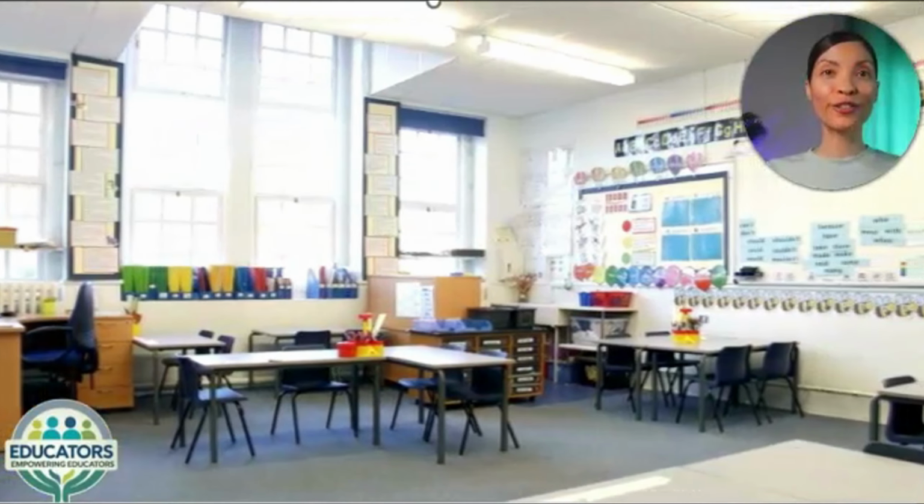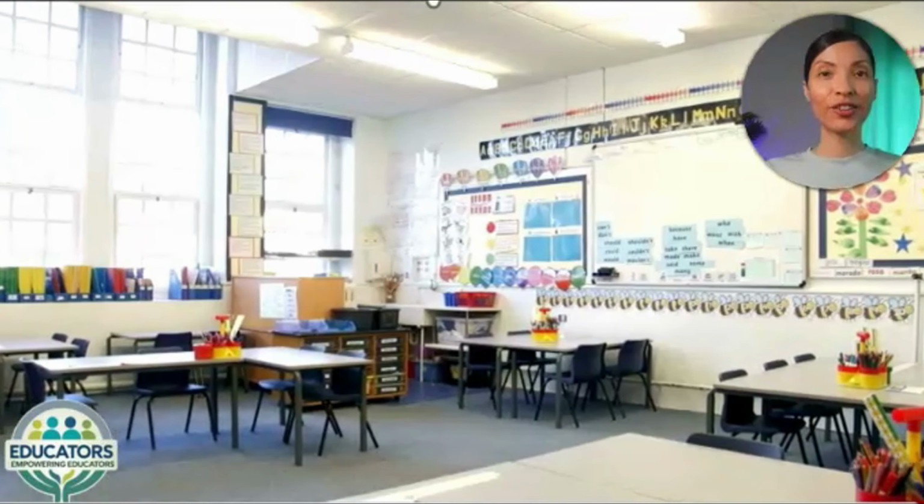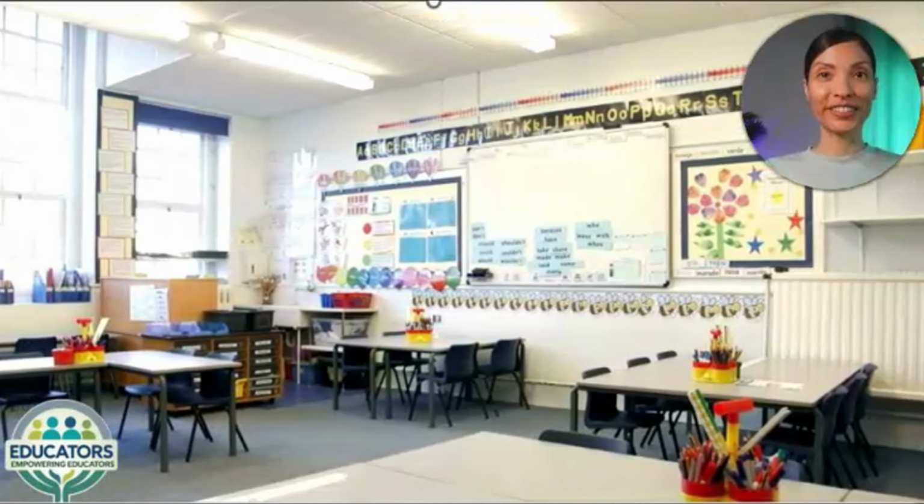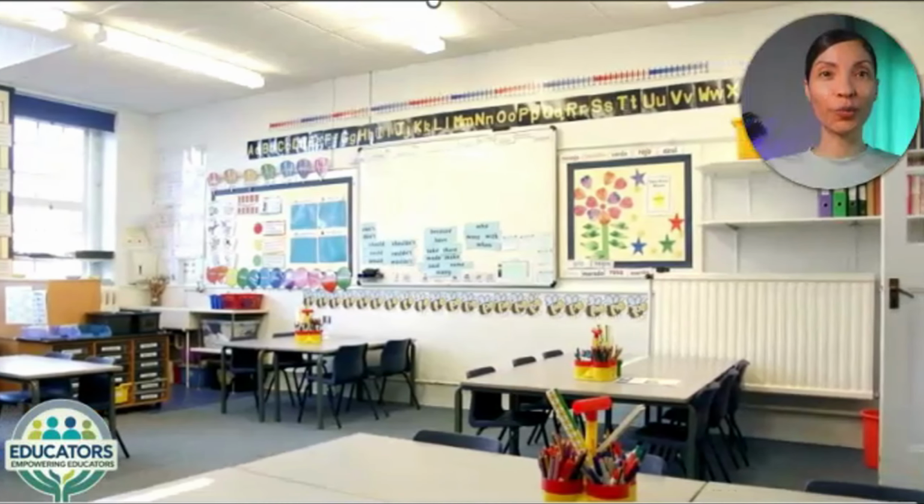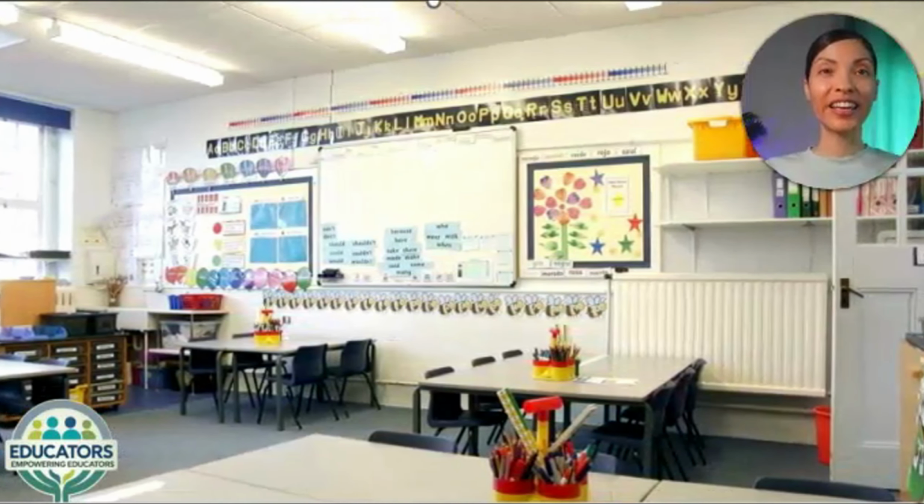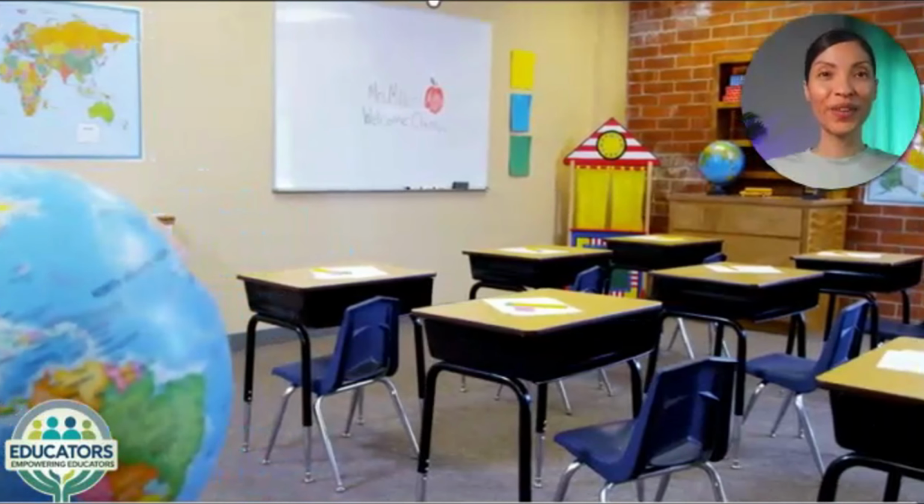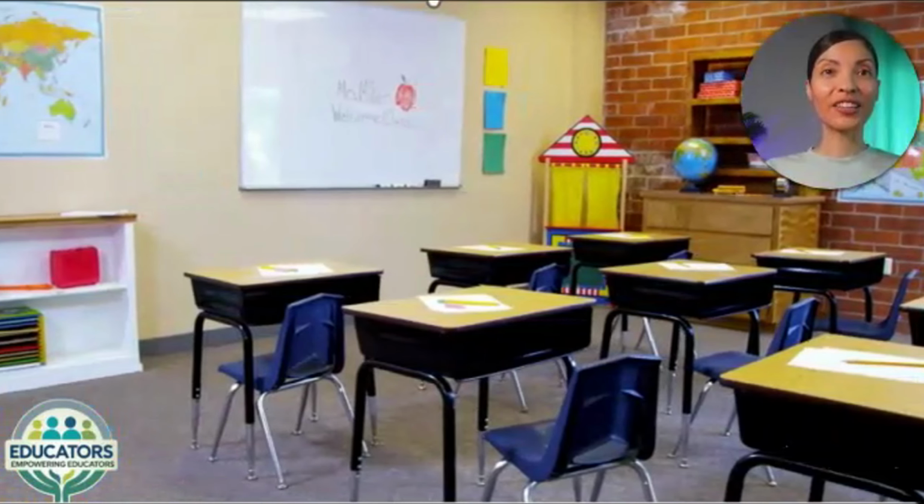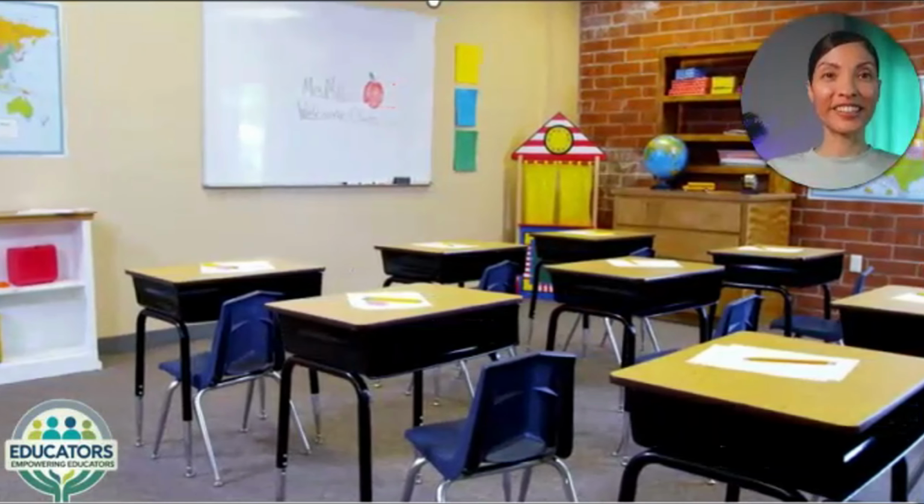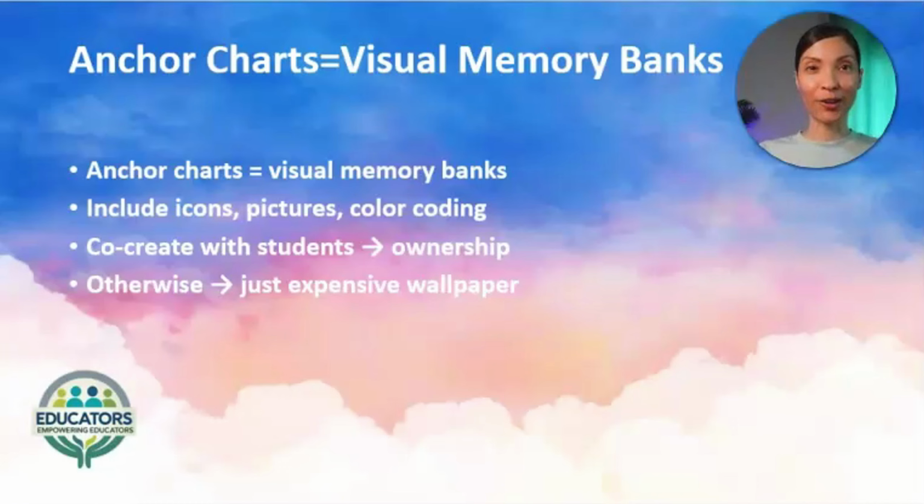One powerful way to cultivate language is through anchor charts. Anchor charts act like visual memory banks for students. They help them capture and hold onto keywords, phrases, and strategies that they can access as they're building their language skills. By including icons, pictures, and color coding, you make the information stick. Here's an insider's tip when it comes to using anchor charts. Don't just make anchor charts for students, make them with students. When learners co-create, they take ownership of the content, and they're far more likely to use it in real conversations. Otherwise, those charts just become real expensive wallpaper, and no one needs more wallpaper.